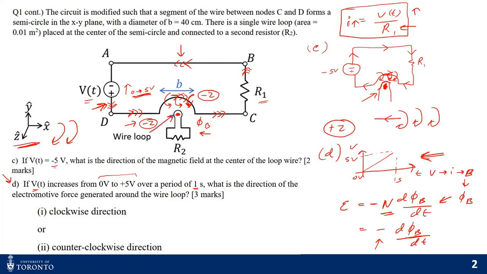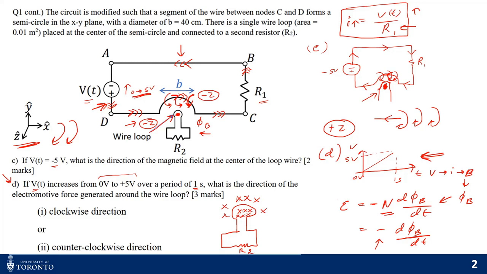Now let me redraw the circuit. This is the loop, and this is your R2. Since you have an increasing magnetic field in the negative z-axis direction, I'll just put a cross, since your magnetic field is increasing in the negative z-axis direction, into the page.